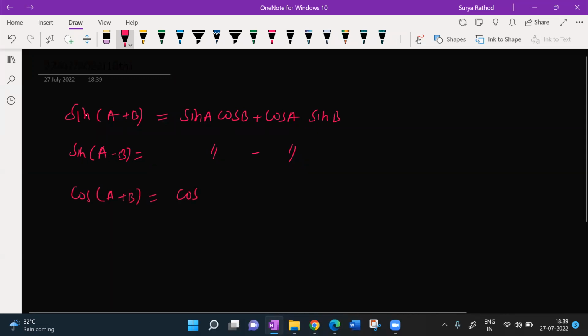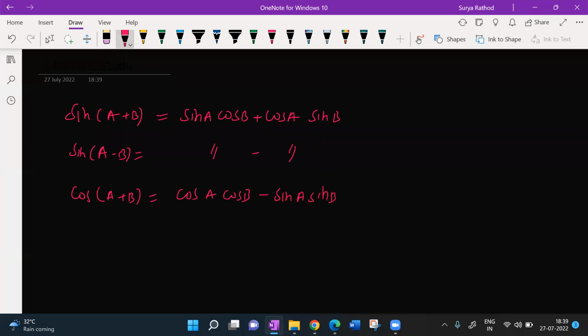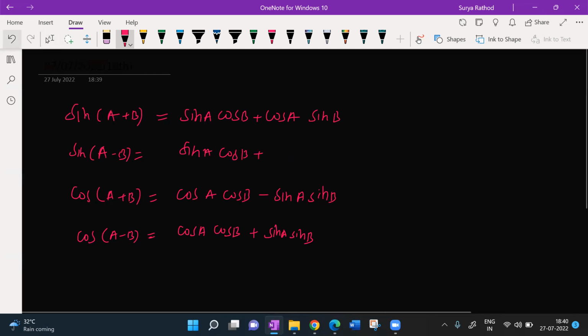Cos A plus B, sir, is what? Cos A cos B. Don't write cos A sin B here. Cos A cos B. Sin and cos will always be different. Minus sin A sin B here. Cos will always be cos. Cos A cos B minus sin A sin B. Next, cos of A minus B is equal to cos A cos B plus sin A sin B. Okay. So yes, let us write this also. Sin A cos B minus.